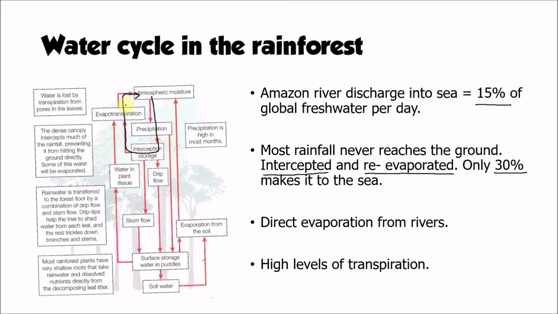We also have other inputs of water. Because of the high temperatures there's also quite a lot of direct evaporation happening either from the surface or from rivers. And there are also very high levels of transpiration, which, if you remember, is the way in which water is returned to the atmosphere by the plants.